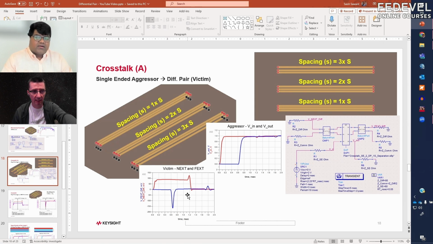Okay. And what is the source of the aggressor? What is the aggressor doing? Yeah. So let's look at this example of three lines.